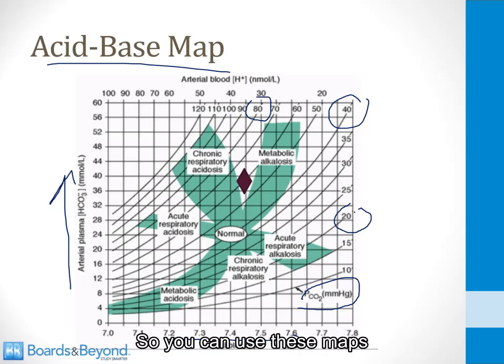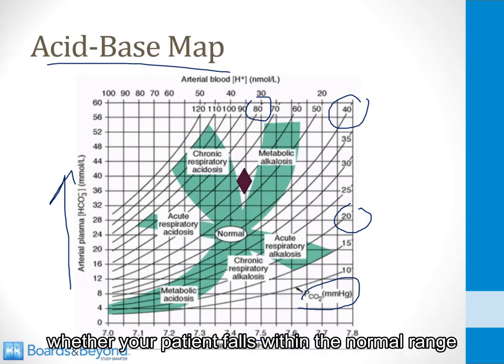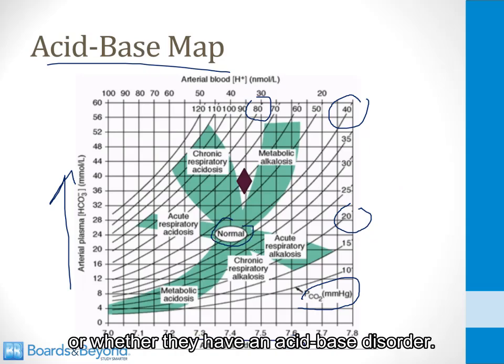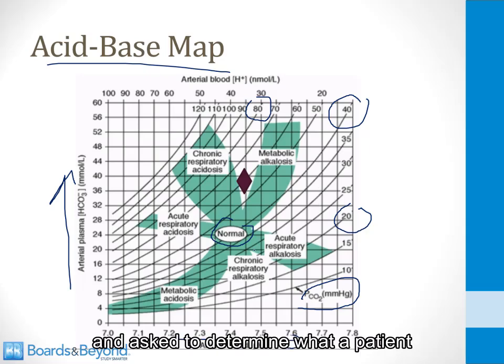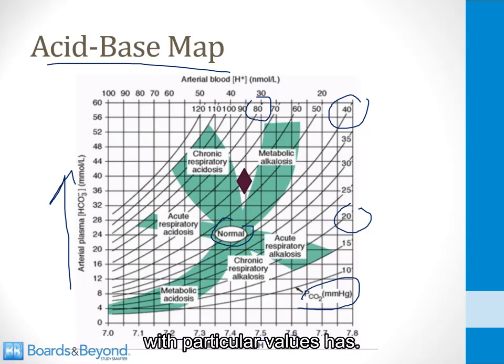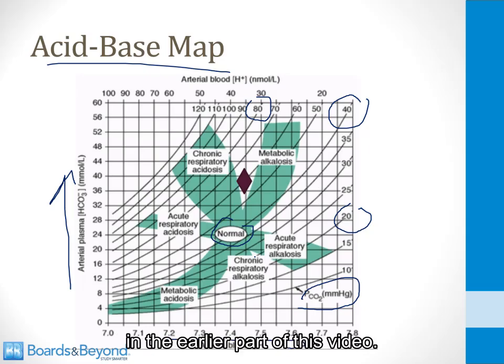So you can use these maps if you know the pH, the bicarbonate, and the carbon dioxide level to figure out whether your patient falls within the normal range or whether they have an acid-base disorder. And you're sometimes shown these maps on exams and asked to determine what a patient with particular values has. It's very easy to understand this map. You know what we've been talking about in the earlier part of this video.